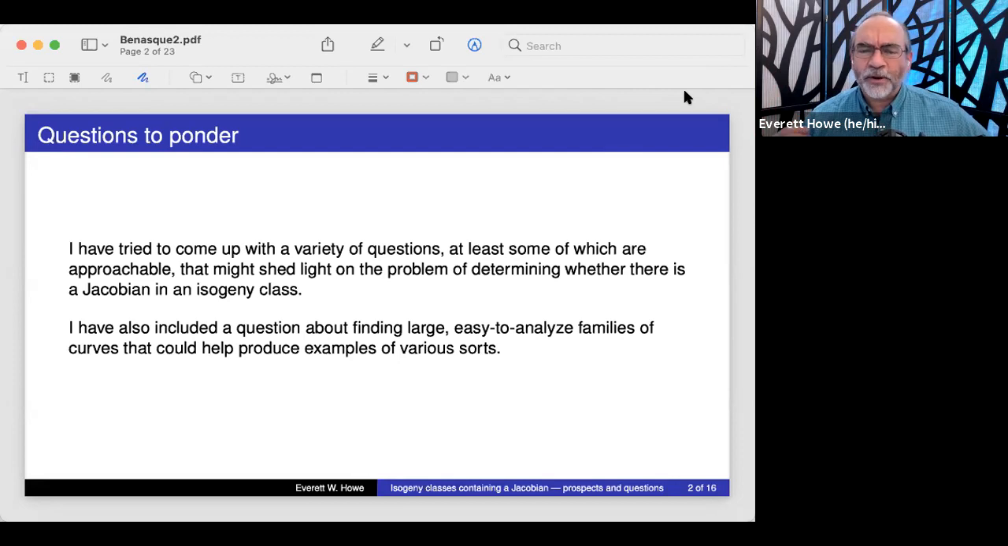But even though it's not directly applicable to the problem of finding Jacobians in an isogeny class, I did also include a question about finding large, easy to analyze families of curves that can help produce examples of various sorts. So for example, if you're looking for curves with many points, it's nice to have some families that are smaller than the entire moduli space of curves, where you might have some control over the isogeny class, and you might have some ability to find examples of a sort you're looking for. So the final question is about that.